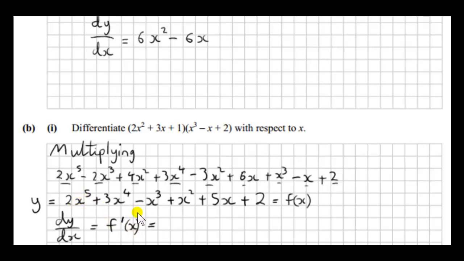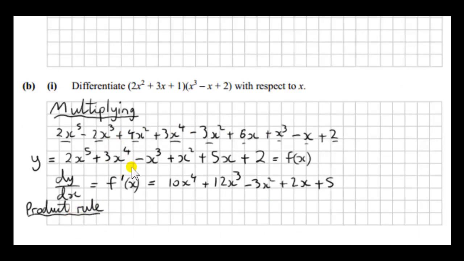So differentiating each term, the first term gives us 5 2s are 10, x to the 4. Next term, 4 3s are 12, x to the 3. Then we have minus 3x squared. Then we have 2x. Then we have 5. The derivative of 2 is 0.